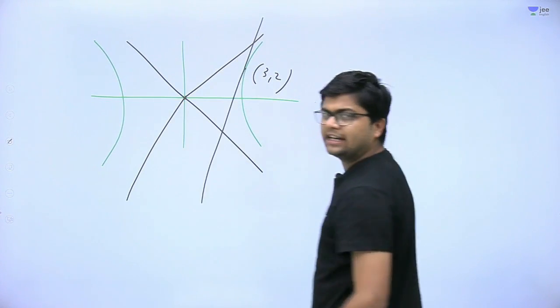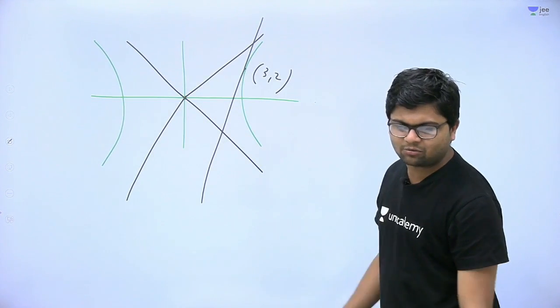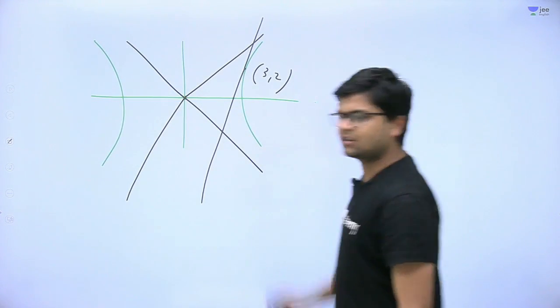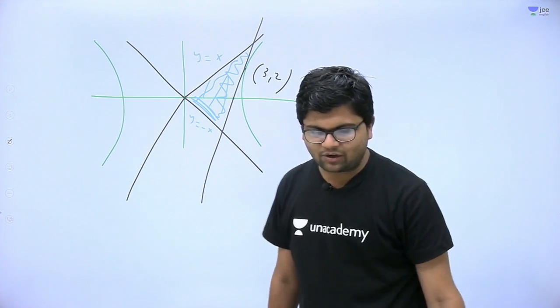Now we need to find the area that is bounded by these two lines, y equal to x, y equal to minus x, and this tangent. Got my point? So the area is bounded by the tangent at (3, 2). Yes or no? Wonderful, students, wonderful.